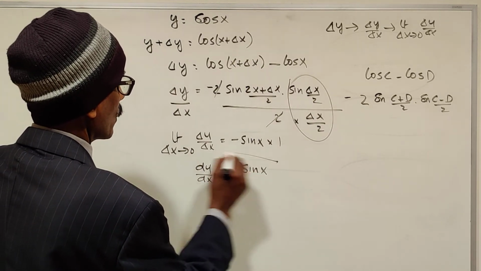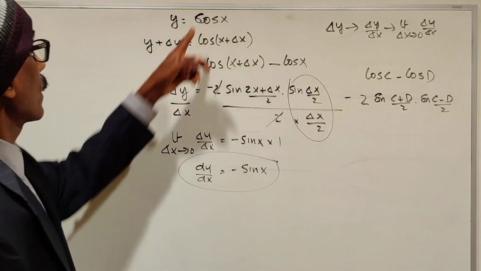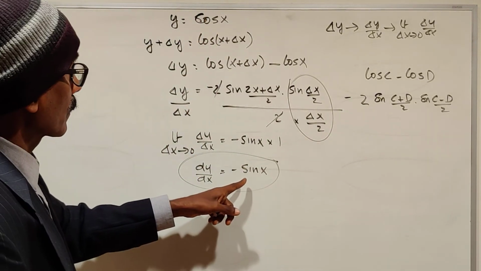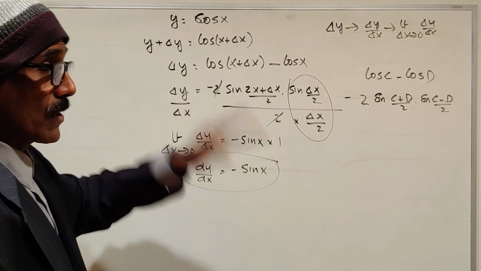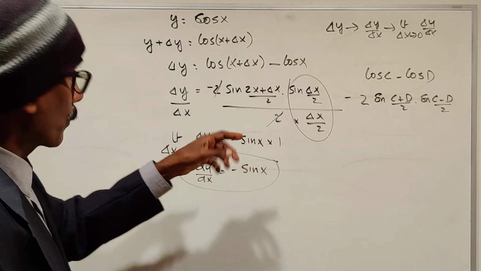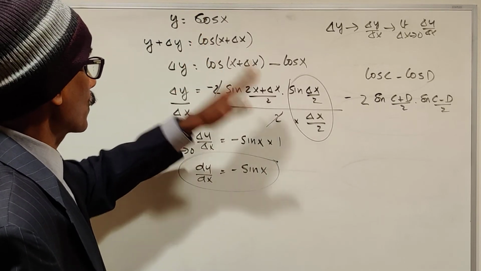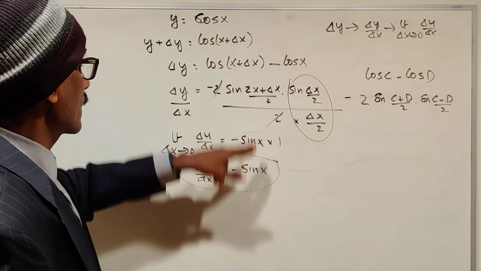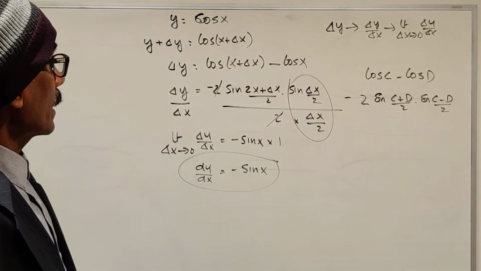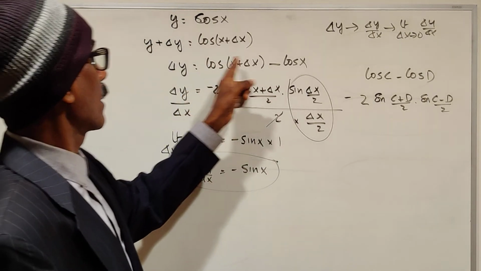What is the derivative of cos x? Minus sine x. The derivative of sine x is cos x. There is no negative or opposite. It is positive cos x. The derivative of sine x is cos x. The derivative of cos x is negative sine x. Okay? Got it? So you need to learn this formula.